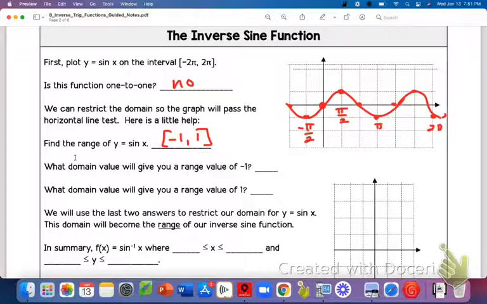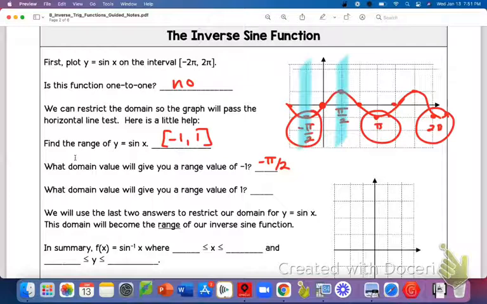Where are we at -1? Well, I'm at -1 here, here, and here. We're going to stick to working within the origin because (0, 0) is just a really nice point. So at -1 we're at negative half a pi, and at 1 we're at positive half a pi. So remember, flip-flop your range and your domain from the original function to its inverse.